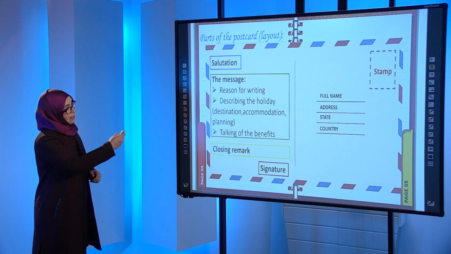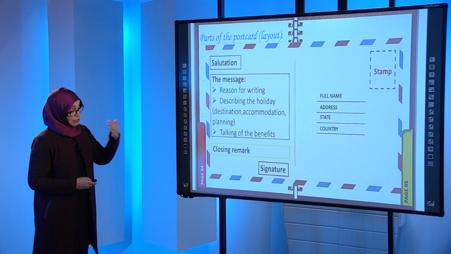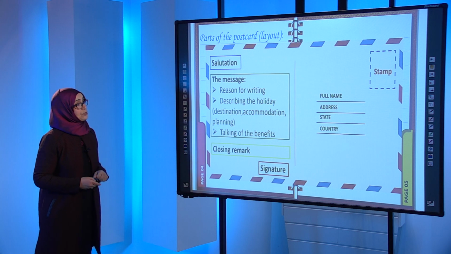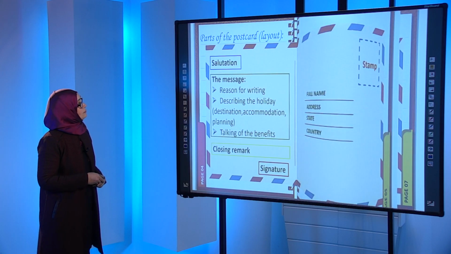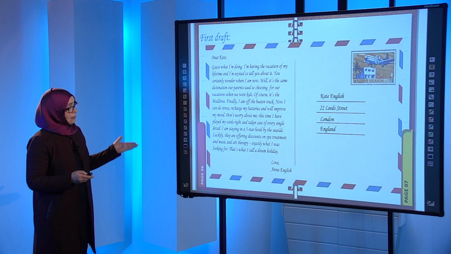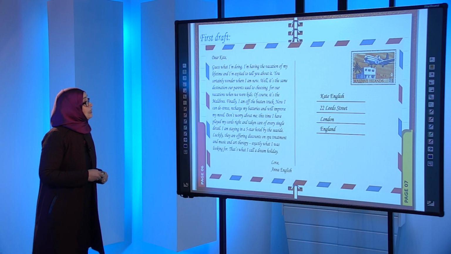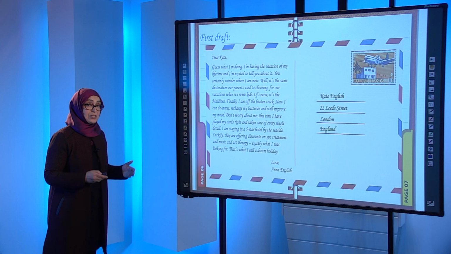On the right side, she will write her full name, the address, the state where the letter is going to be posted, and the country. And in the right corner, of course, that's the place of the stamp. Here is a sample. Let's study it together and see if all the parts of a postcard are there.